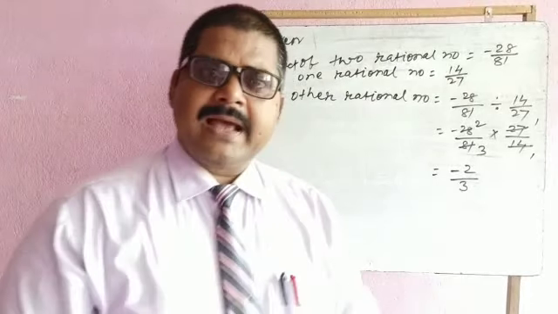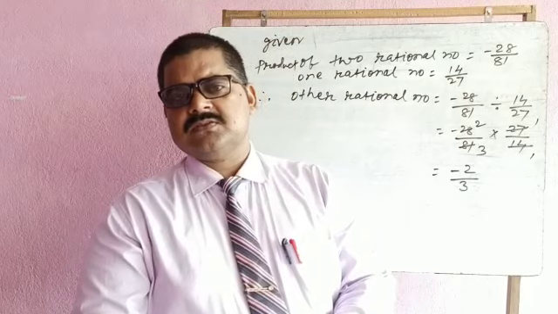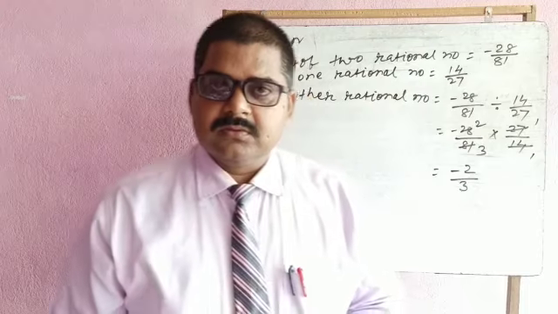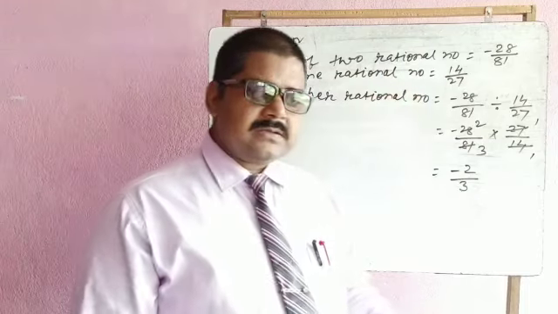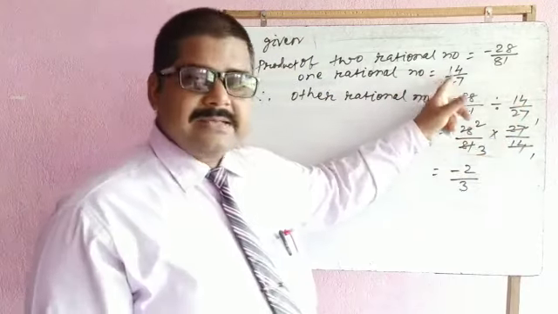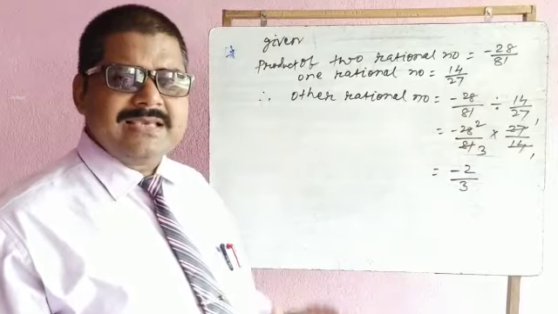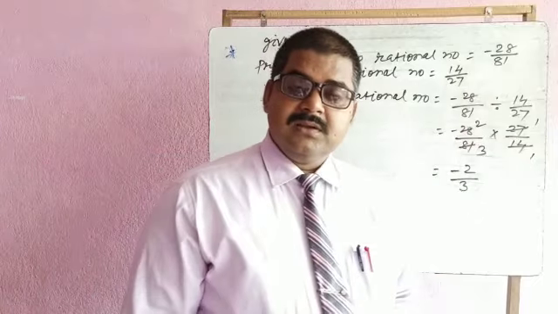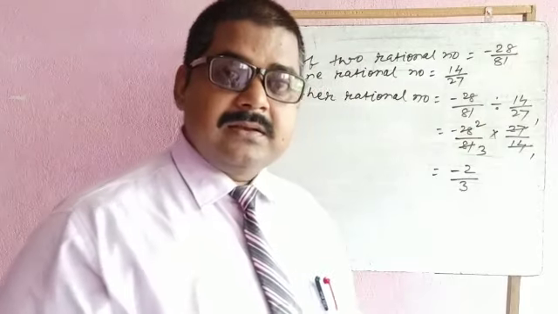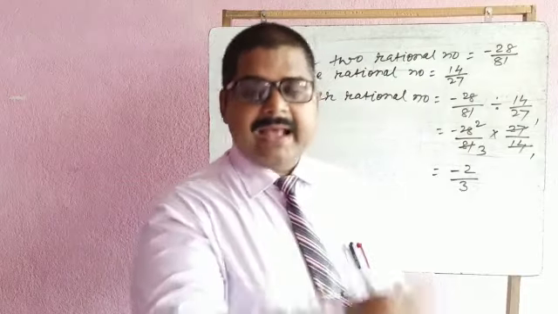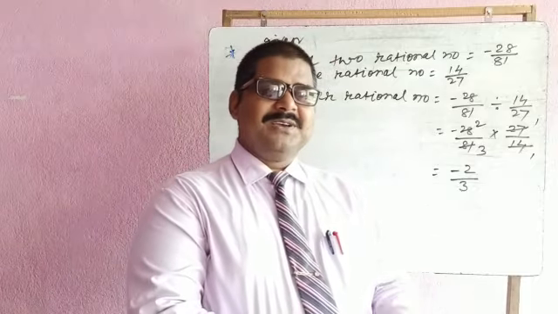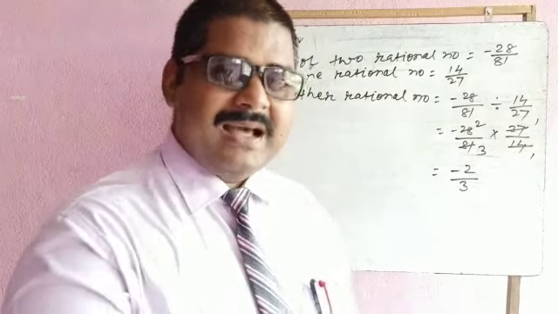The other type of question is based on the product of two numbers. If the sum has not been given but the product has been given, then what to do? The product of two rational numbers has been given as minus 28 upon 81, and one rational number has been given as 14 upon 27. Then how can you solve the question? If plus has been given, then you have to subtract. If subtract has been given, you have to add. If multiply has been given, then you have to divide. And if divide has been given, then you have to multiply.